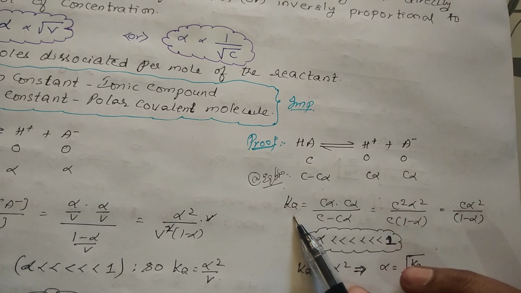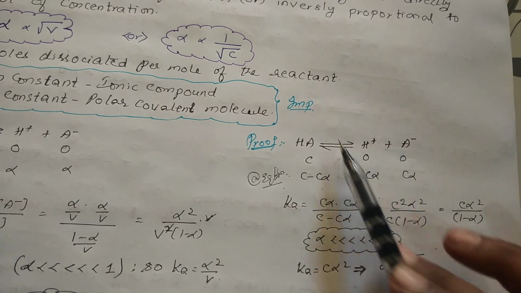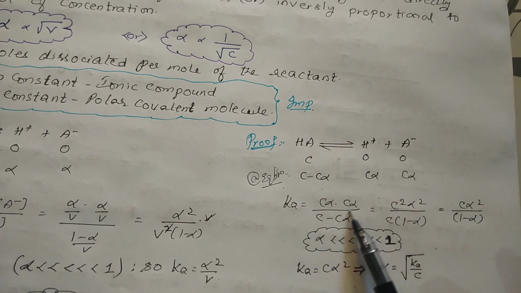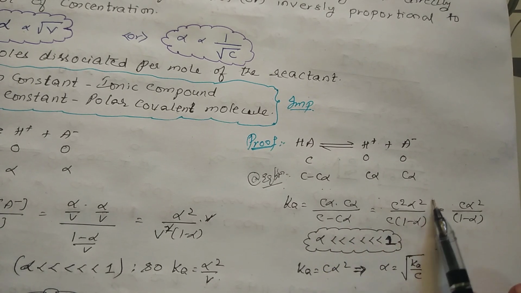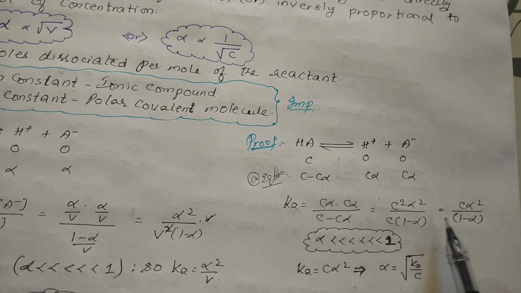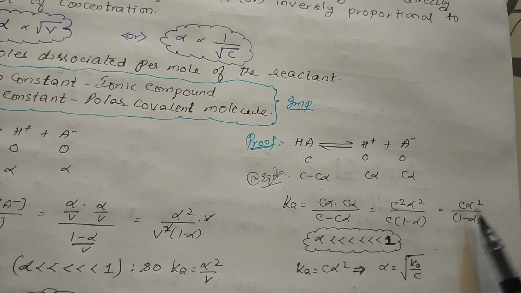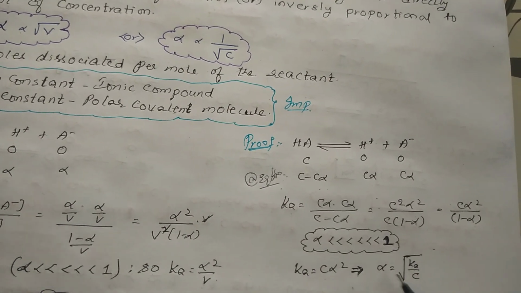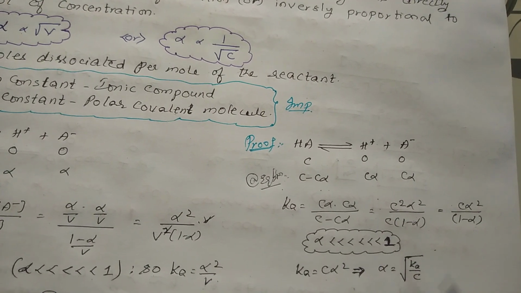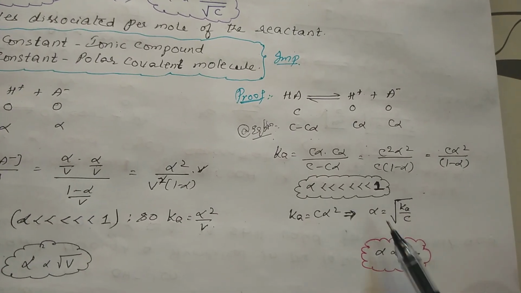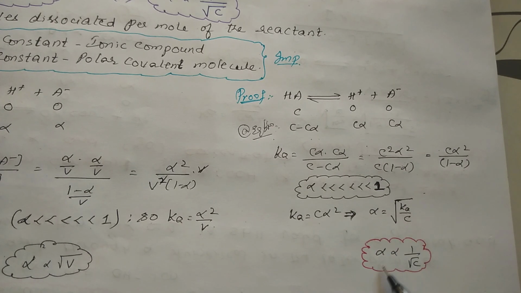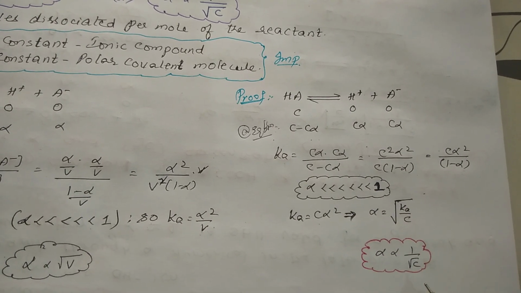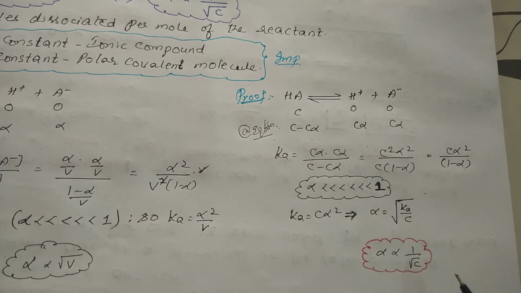If I write the equilibrium constant Ka for this one, it is the concentration of the products by the concentration of the reactants. So C alpha into C alpha by C minus C alpha. It becomes C square alpha square by C into 1 minus alpha, which is equal to C alpha square by 1 minus alpha, as this C will be cancelled. And you know that alpha is very much less than 1. So Ka will be equal to C alpha square, and alpha will be equal to root of Ka by C. So alpha is inversely proportional to the square root of the concentration of the reactant, whatever weak acid you are taking.